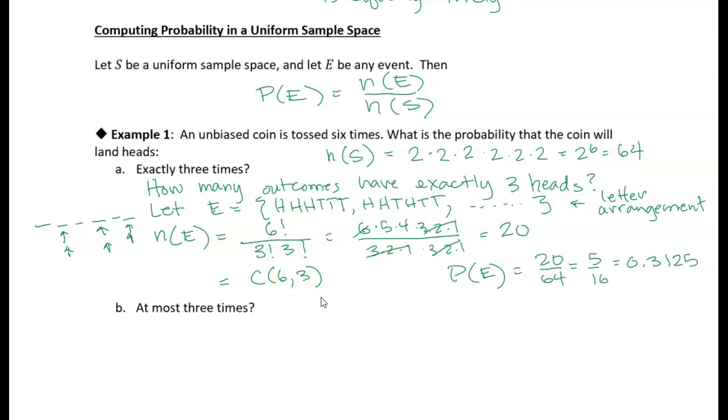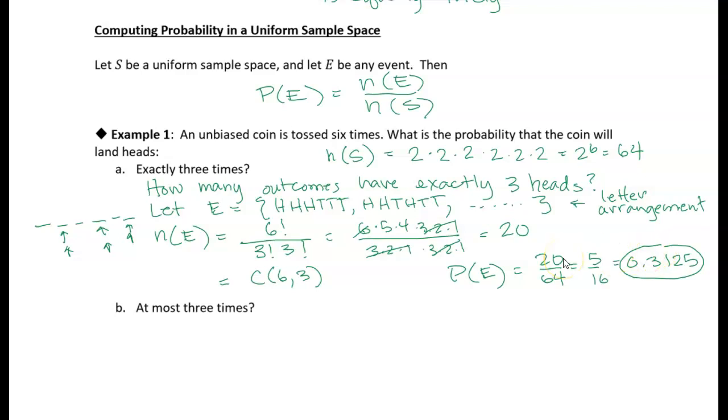Just want to point that out, that in this particular case, because we only have 2 options, H and T, the permutation with repeated elements that we're using, the letter arrangement problem, turns out to be exactly the same as a combination. All right, so we've calculated the probability of getting exactly 3 heads.